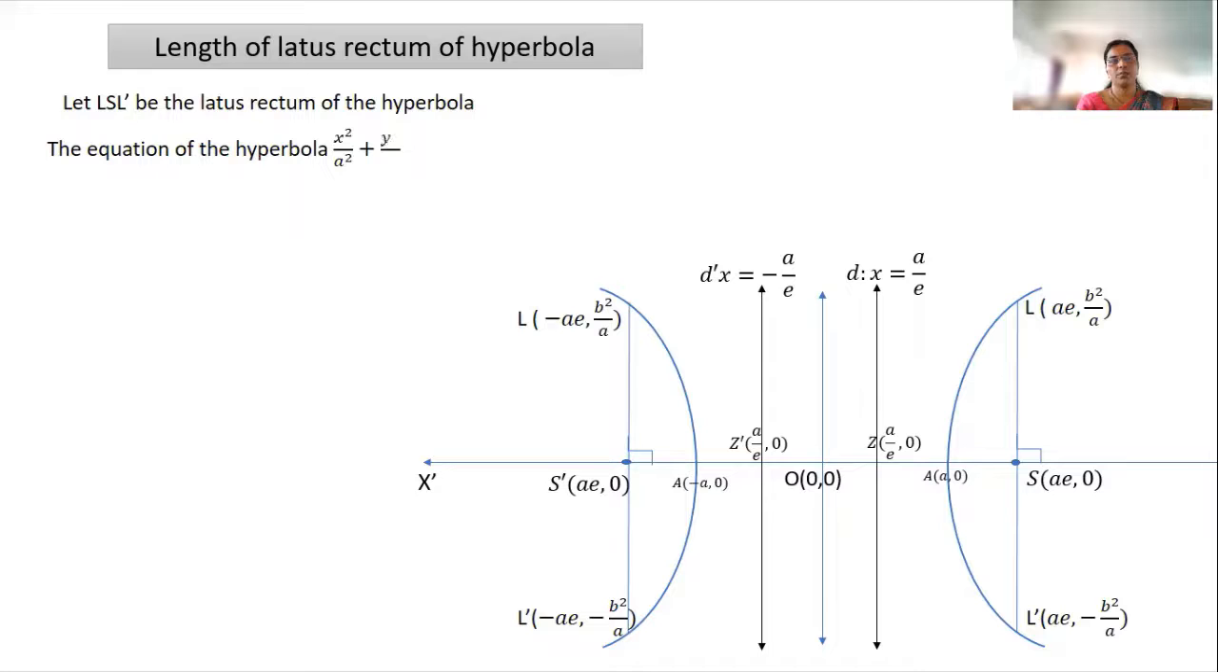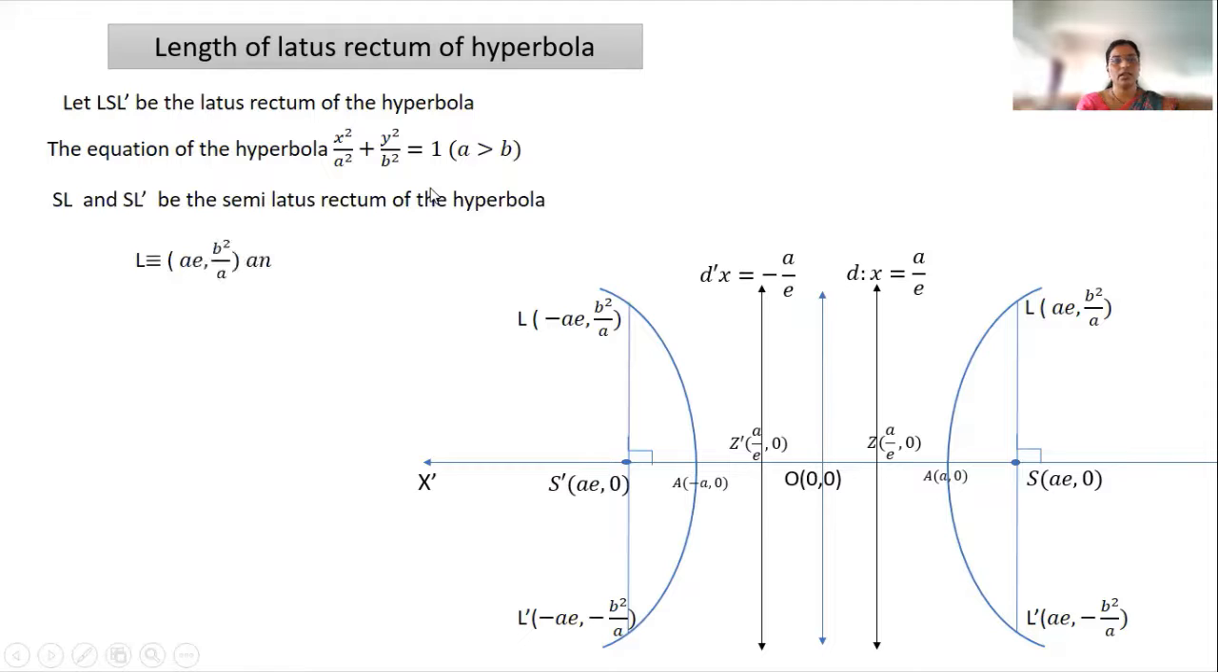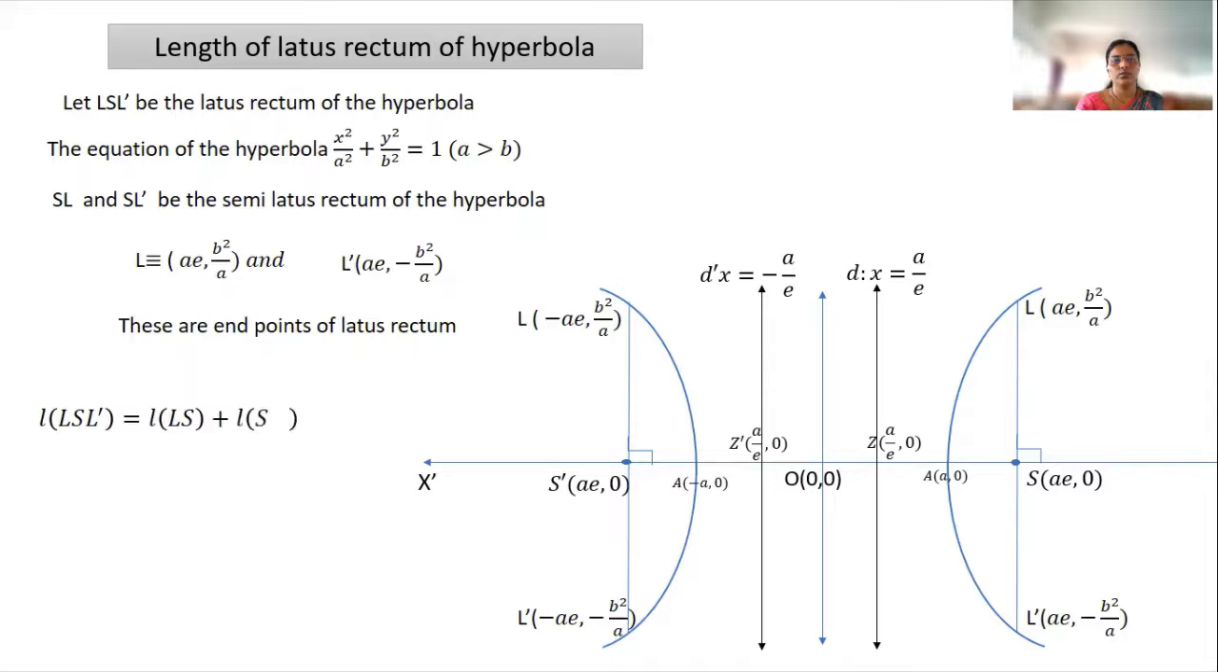The equation of the hyperbola is given by x square upon a square plus y square upon b square is equal to 1. Sorry, here minus should be there, plus was said by mistake. x square upon a square minus y square upon b square is equal to 1. Therefore, SL and SL dash are the semi-latus rectum. Therefore, the endpoints of the latus rectum are L, L dash. Then the length of the latus rectum is the sum of LS and SL dash, that is 2b square upon a. Therefore, the length of the latus rectum is 2b square upon a.